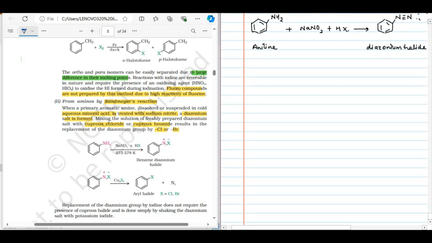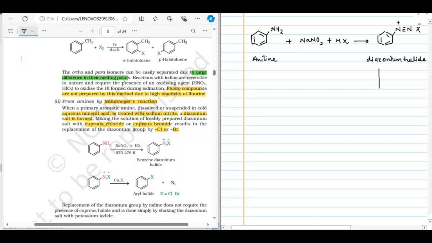When this diazonium halide reacts with cuprous salt, Cu2X2, X negative is a nucleophile. It replaces N2 group from diazonium halide. So when it replaces N2 group, it results in the formation of halobenzene. So this is benzene, and as X minus replaces N2 group, it takes the place of N2 and results in the formation of halobenzene.